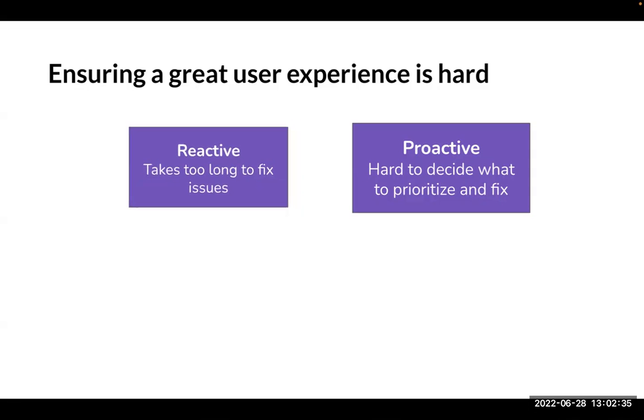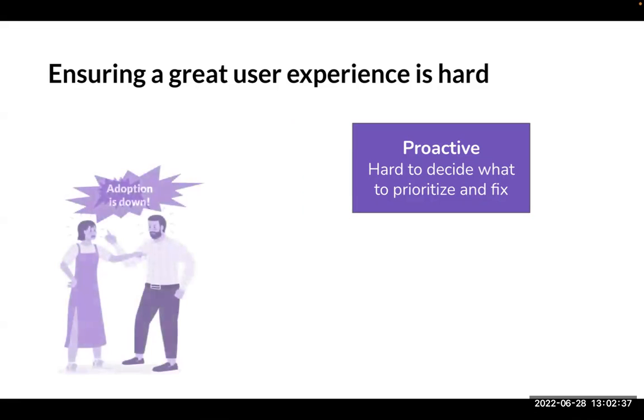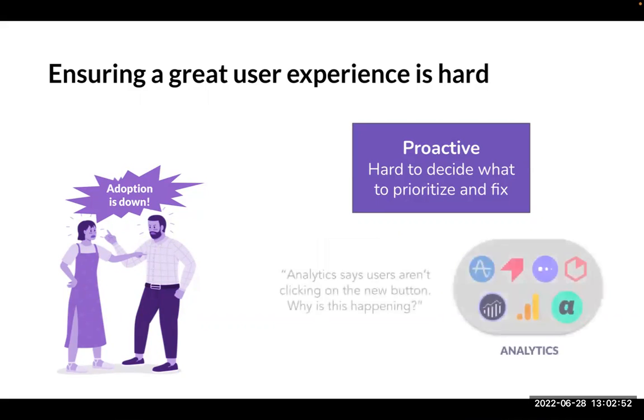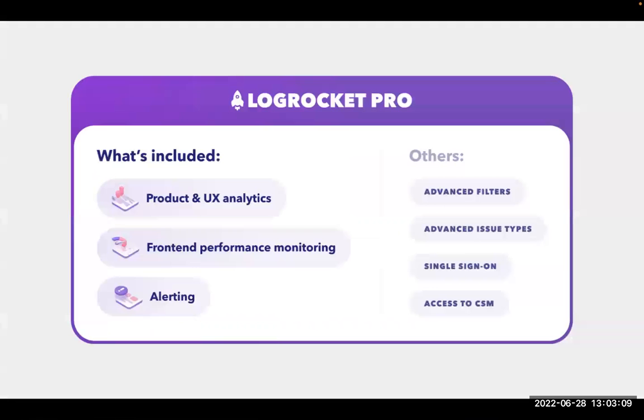And how do you know which ones are impacting your users the most negatively and at what scale? Traditional monitoring and analytics tools can fall short in some ways. With monitoring tools like Datadog, New Relic, or Dynatrace, you know that these errors exist, but it doesn't prioritize them for you. And with traditional analytics tools, such as Heap, Pendo, Amplitude, it tells you users are not engaging with a new feature, or they're not clicking on that new button that you pushed out, but you do not understand the context of why that is happening. That's why we're going to be talking about LogRocket Pro today.